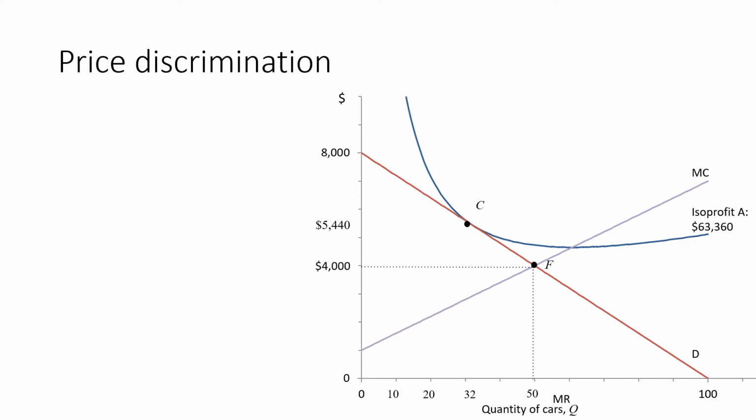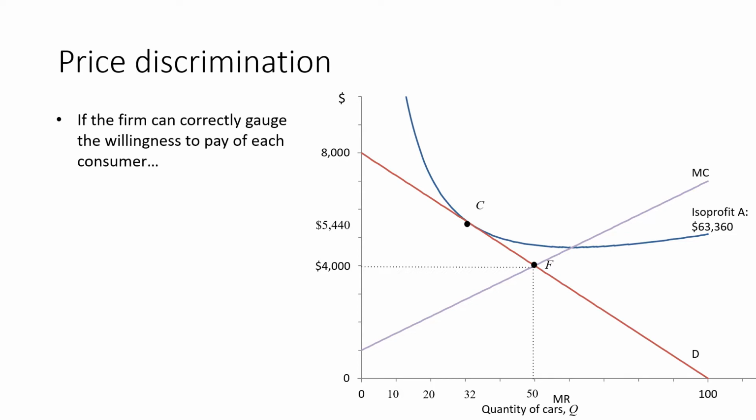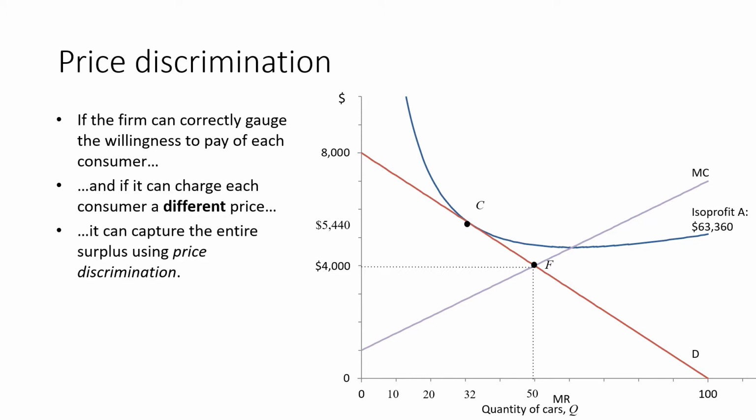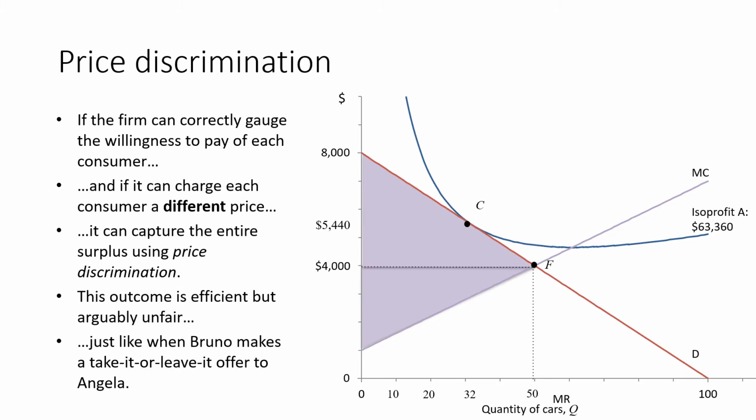Let's start with price discrimination. In price discrimination, if the firm can correctly gauge the willingness to pay of each consumer, and if it can charge each consumer a different price, it can capture the entire surplus. This outcome is efficient but arguably unfair, just like when Bruno makes a take-it-or-leave-it offer to Angela, if you can recall from our previous units.